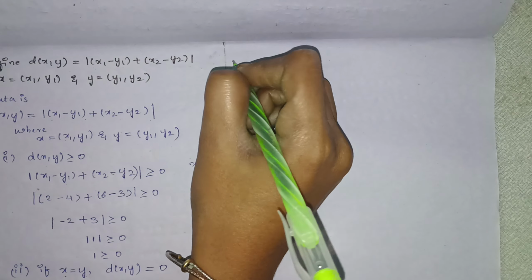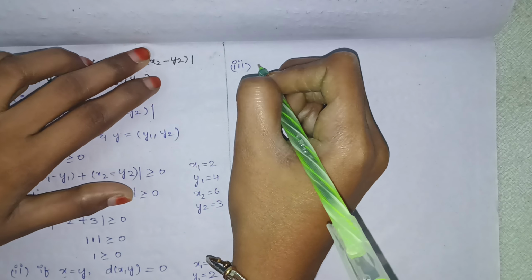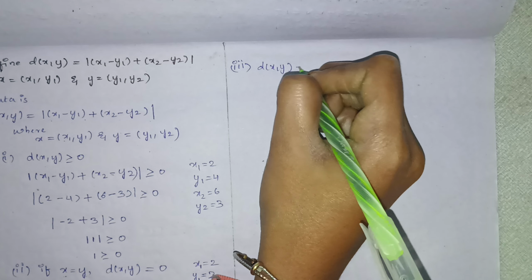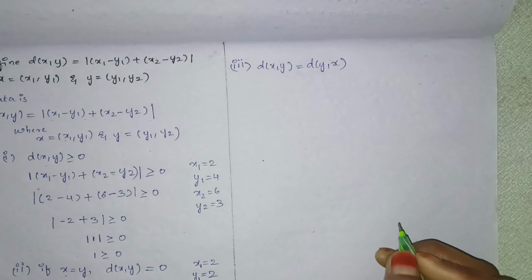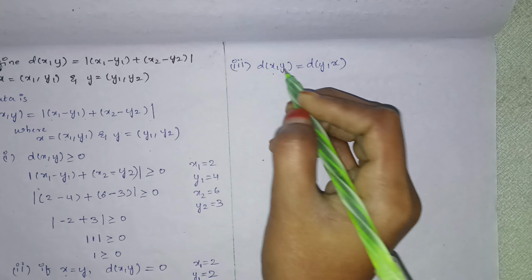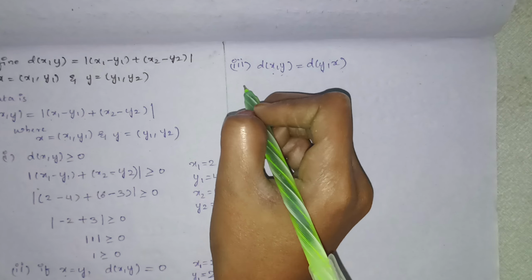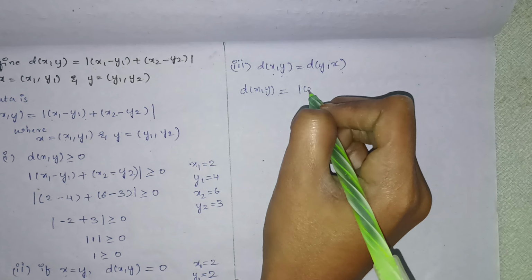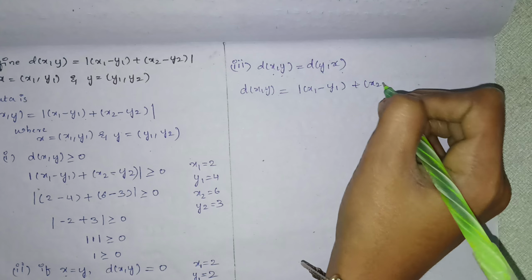The third property is the symmetric property. d of x comma y is equal to d of y comma x. This is the symmetric property. In the place of x, we need to substitute y. In the place of y, we need to substitute x. So d of x comma y we had as mod x1 minus y1 plus x2 minus y2.